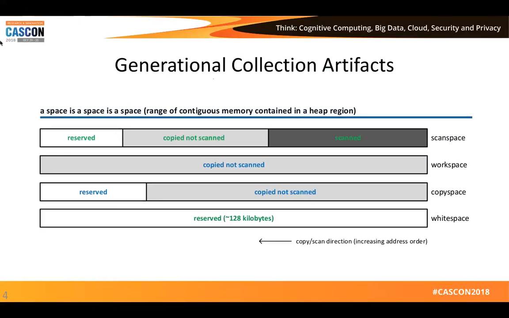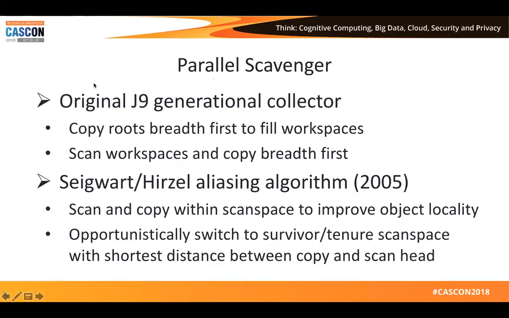So parallel scavenger, as I said, is our current implementation for the generational collector in OpenJ9. And it's been around since about 2002. It's been around for a long time, about 16 years. And the original collector was just a basic collector, copy everything breadth first. Roots, copy them breadth first. Fill up workspaces as you go. Copy the workspaces onto a work list. When you finish root scanning, go to the work list, grab a workspace, start scanning it, copy breadth first, etc., until you're done. That's just the basic first implementation of the J9 generational collector scavenger.